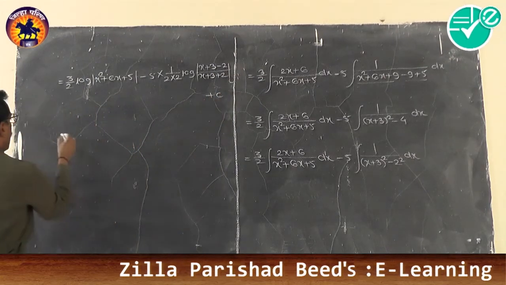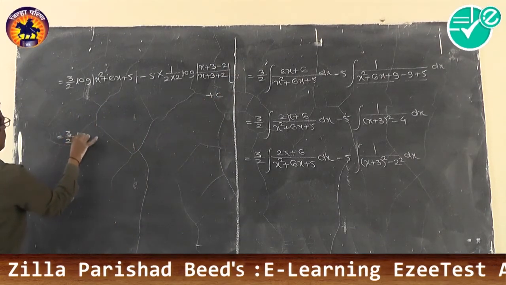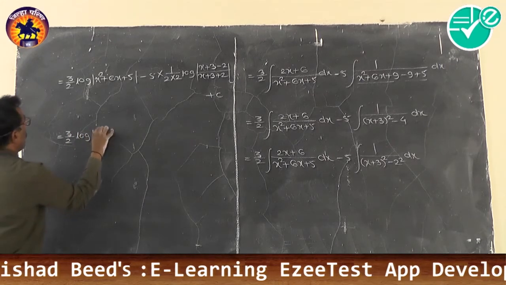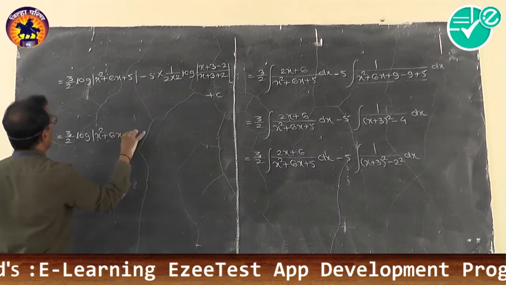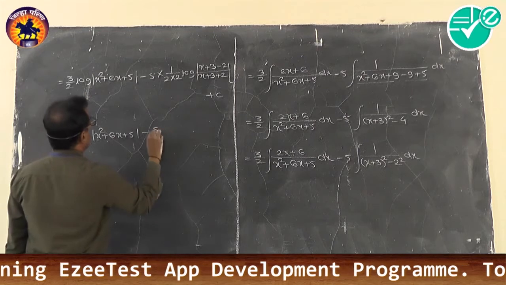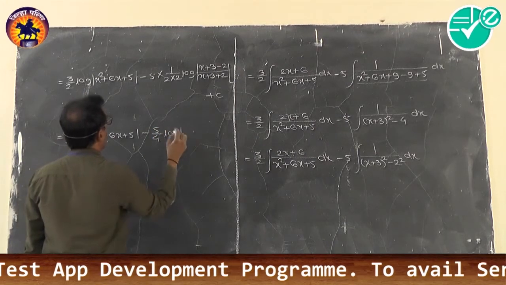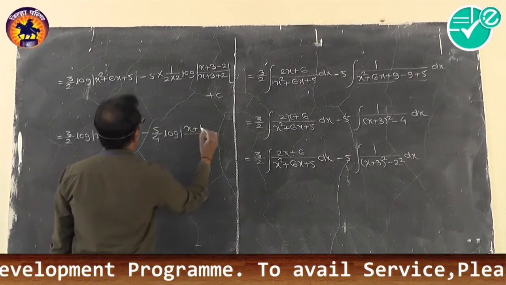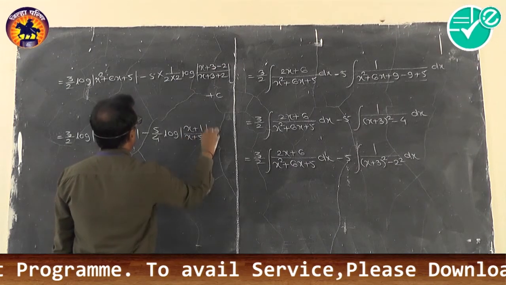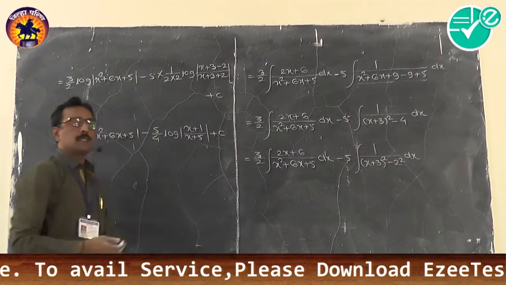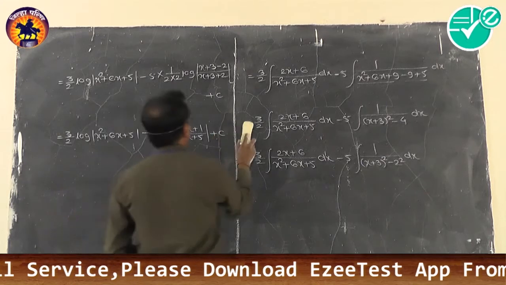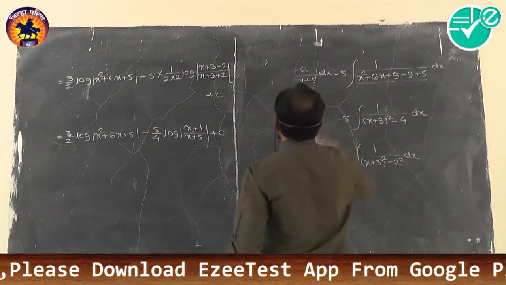It is your very last step. It is 3 by 2 into log of x square plus 6x plus 5, minus 5 by 4 log of (x plus 1) upon (x plus 5), and plus c. It is your final answer.